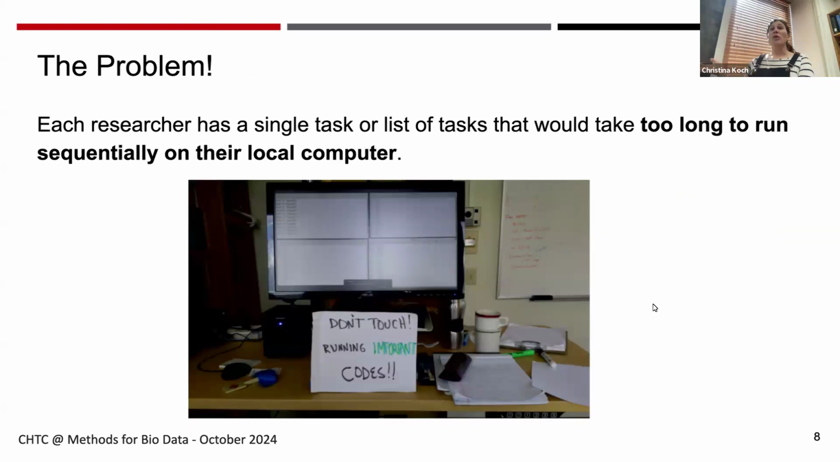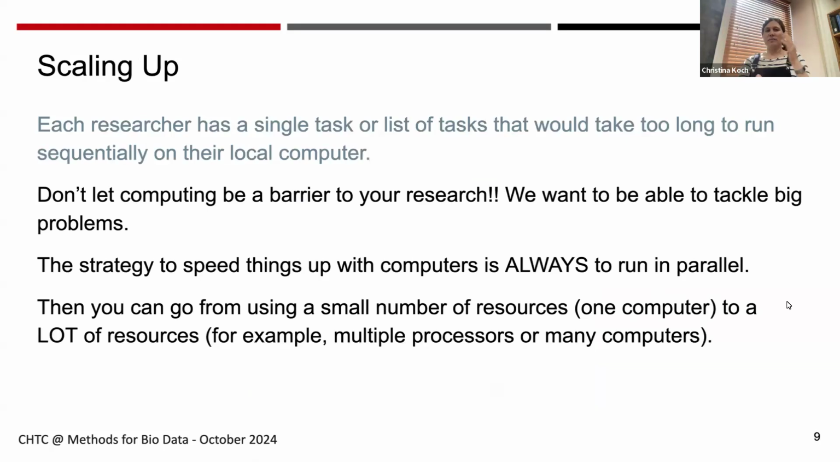But the real reason this is a problem is that, if you could run all 50 samples in 2 hours on your computer, it's not a problem, right? You do it, you're done. So the list of tasks becomes a problem when it takes too long to run sequentially on whatever you have locally, whether that's your lab desktop or your lab server or your own laptop. Once you start always having to leave your computer running overnight to churn through your list, then you have a problem.